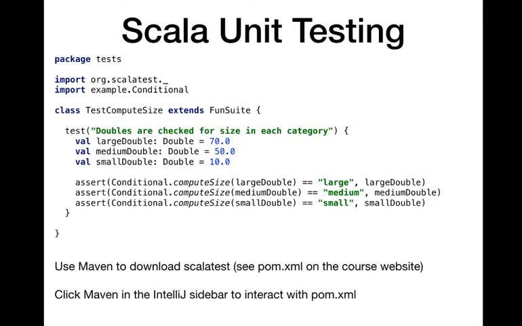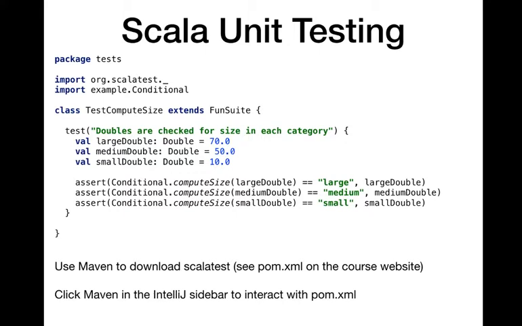So let's see our first test suite. We're going to test that method that we saw last week, a few slides ago. We have this method that's going to take in a double and tell us if that double is small, medium, or large based on a few arbitrary cutoffs. We're going to test those doubles.